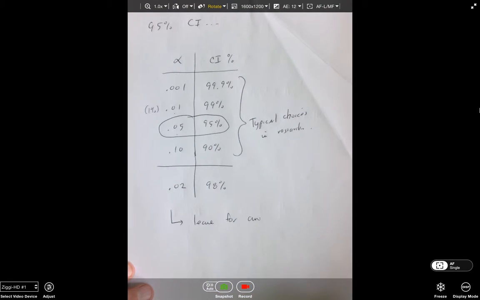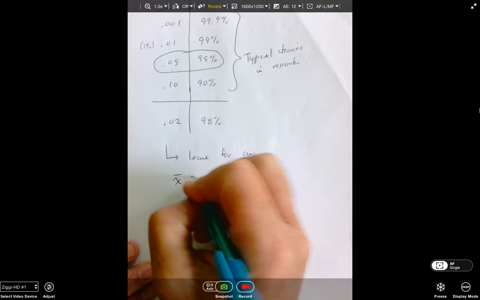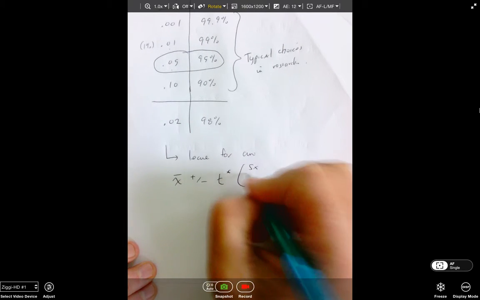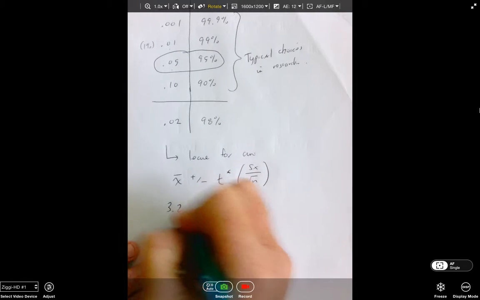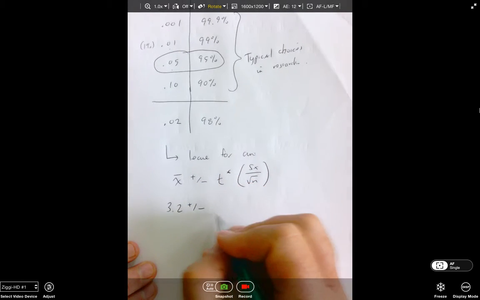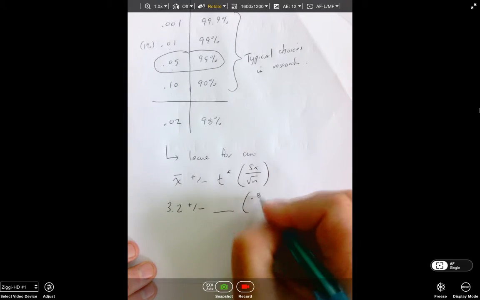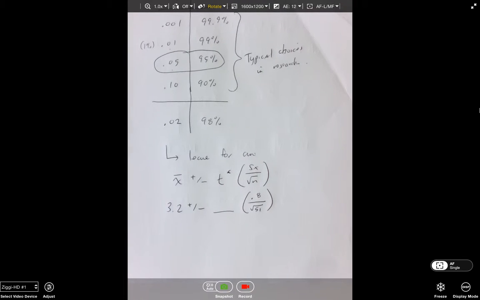No, I'm not. I'm going to go ahead and make it happen. So guys, remember x bar plus or minus, we need our t critical, Sx over square root of n. We know that this is 3.2. Our t critical, we'll come back and get that in just a second. 0.8 over the square root of 51.